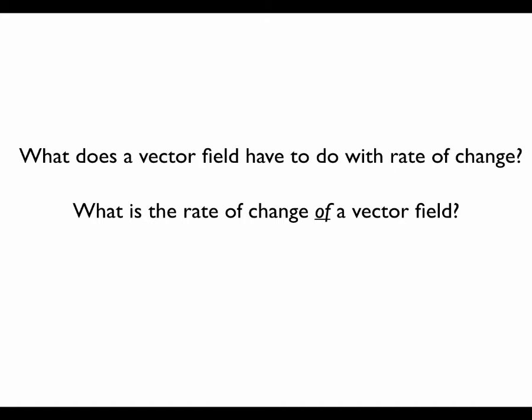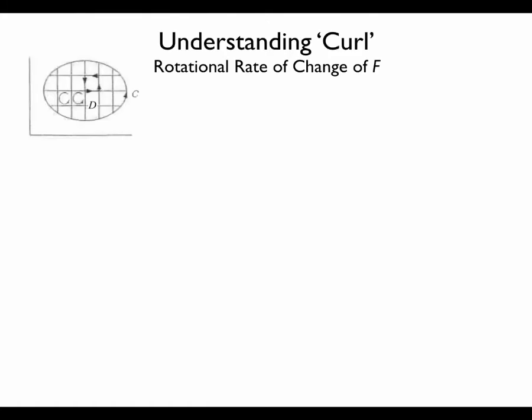Okay, so this is the topic for today. And actually, in vector fields, because now we're in multi-dimensions, there are two totally separate and different kinds of rates of change for a vector field. Okay? The first kind of rate of change is called curl. Okay? Curl is rotational rate of change of F, F being our vector field. So rotational rate of change, and this relates to what we talked about last time.